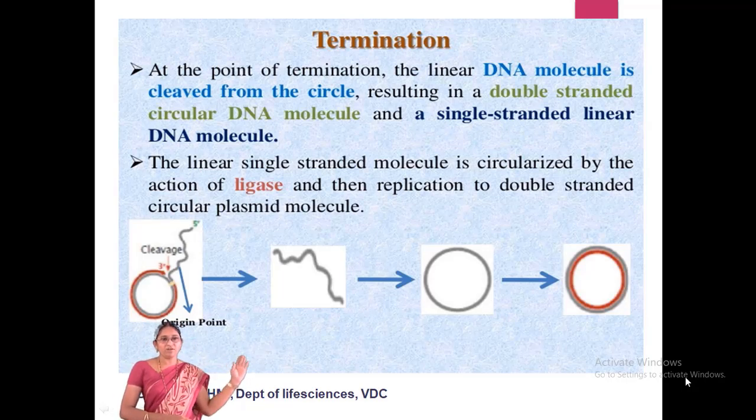A nick is formed, DNA synthesis initiates, and the outer strand of the DNA is displaced as a thread, and this becomes circularized, and the nick is sealed by the ligase enzyme, producing a single-stranded covalently closed circular DNA, on which double-stranded DNA is synthesized, and another DNA molecule is synthesized, and it becomes a double-stranded circular DNA molecule.